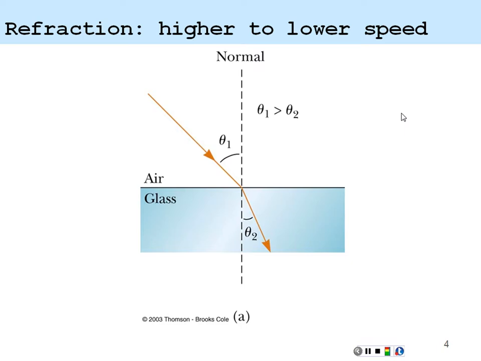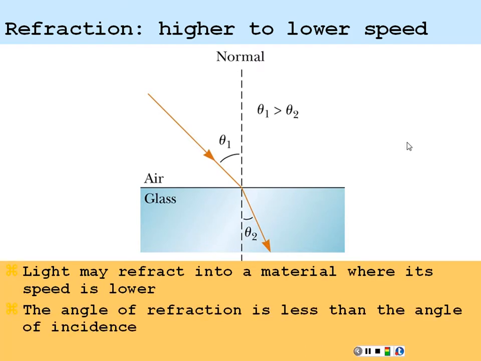Well, we can think of refraction as these wavefronts coming in, and the speed of the light coming in going from a higher to a lower speed. And in that sense, it's going to refract towards the normal. The normal, again, is that line that is perpendicular to the surface in question.